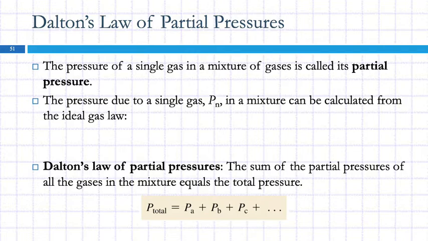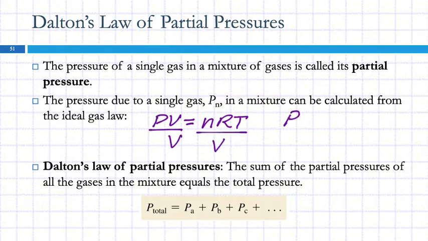So we can calculate the pressure due to a single gas in a mixture from the ideal gas law. So PV equals nRT. And if we want to know the pressure, we're going to divide by volume. And the pressure of the gas is equal to the number of moles of that gas times R times the temperature divided by the volume. And we could call this P sub N. That's the partial pressure of the gas N.